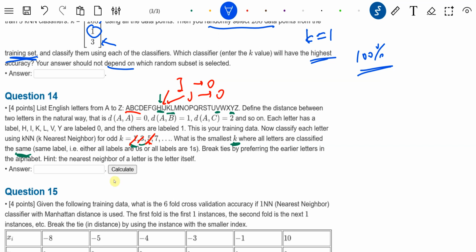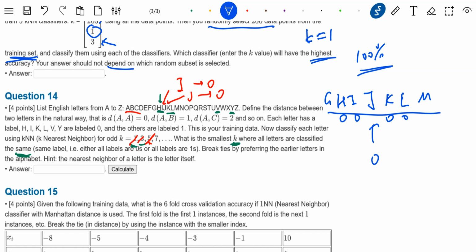We do the same thing with J. Look at J: H, I, J, K, L, M, and G. We don't need the N. So these are the 7 nearest neighbors. Four of them are 0, so the majority is 0. So J is still predicted as 0, while many of the other ones are predicted as 1. So 7 is not working. So you can probably guess the answer is 9.